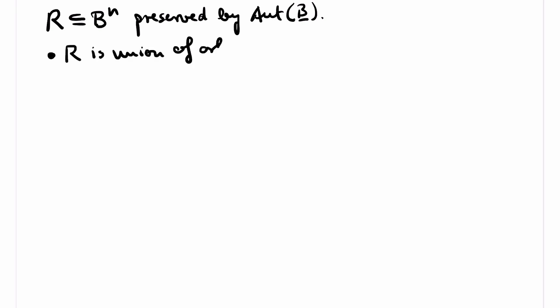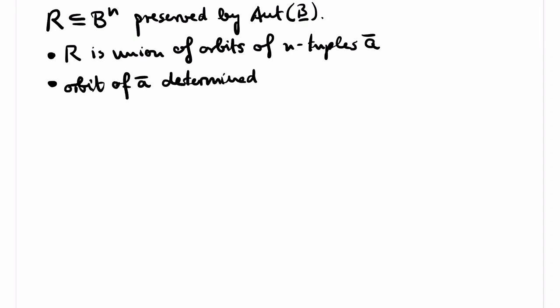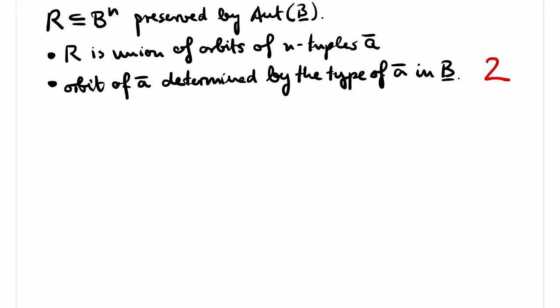To prove 7, let R be a relation of arity n over B that is preserved by all automorphisms of B. Then R must be the union of orbits of n-tuples in the automorphism group. I claim that the orbit of an n-tuple A is determined by the type of A in B. Here I use atomicity of B. This is item 2 of the theorem. If two tuples in a countable atomic structure have the same type, then we can make a back and forth argument to construct an automorphism of the structure that maps one tuple to the other, so the two tuples lie in the same orbit.